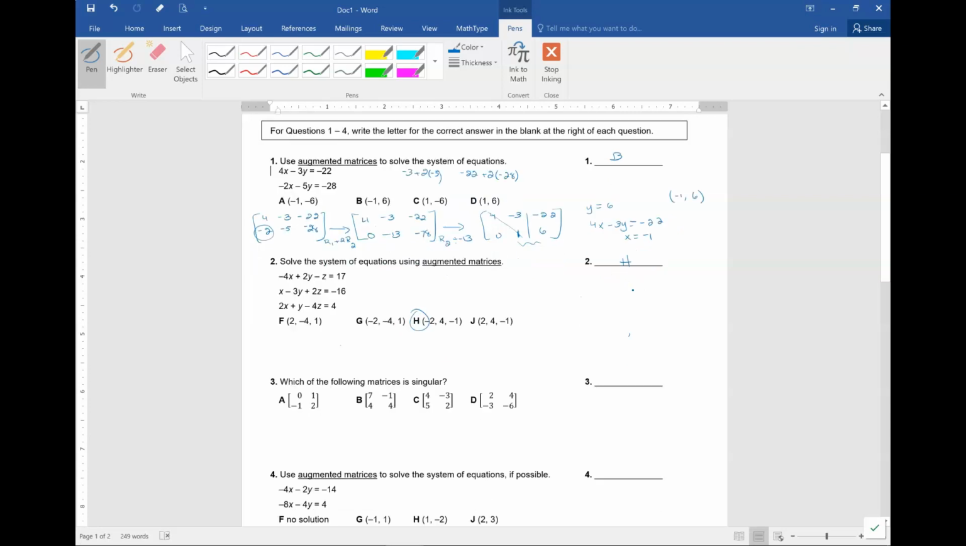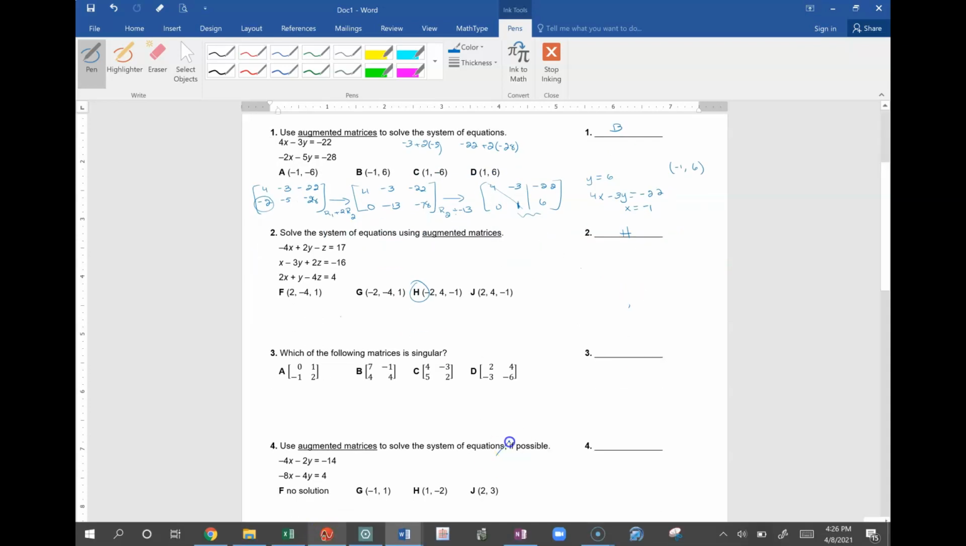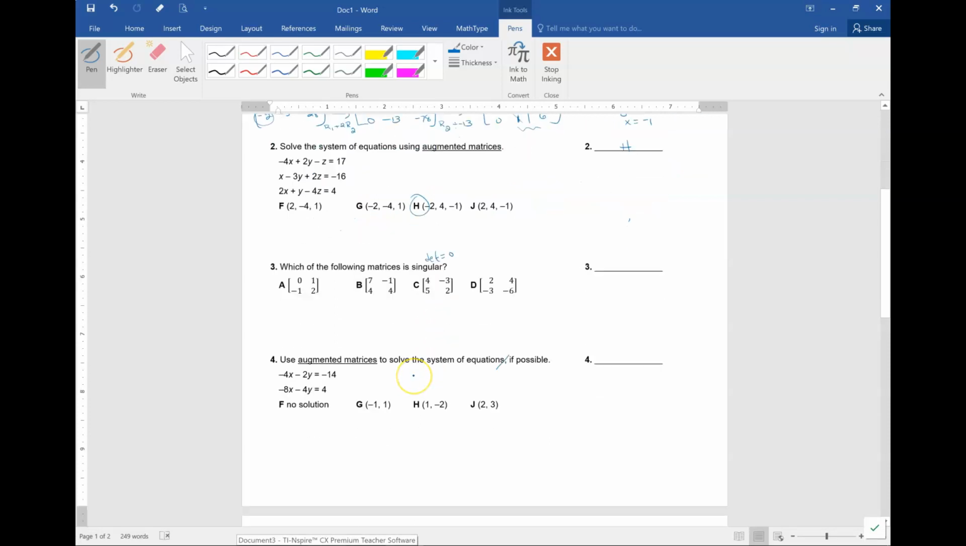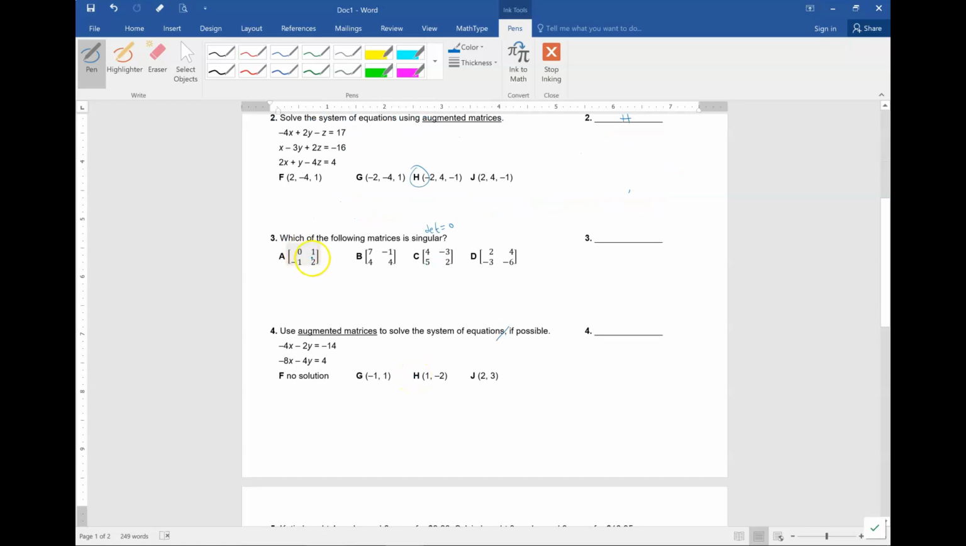Okay, which of the following matrices is singular? Singular means determinant equals 0 and inverse doesn't exist, right? So you just basically have to go and see, does this give you a 0? Well, that's 0 minus -1. Nope. This one, 28. This one, -4. When you subtract them, that's not 0. 8, -15. Nope. What about this one, -12, -12? When you subtract those, you do get 0, so it's D.